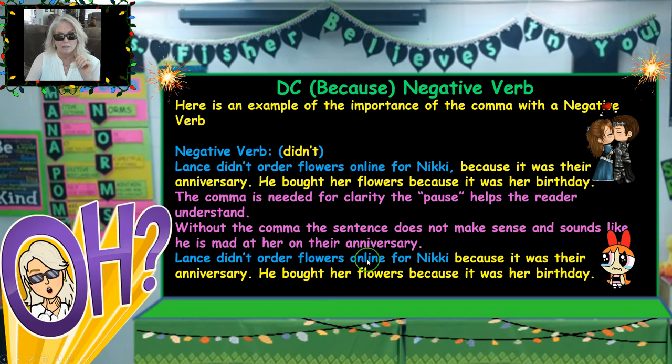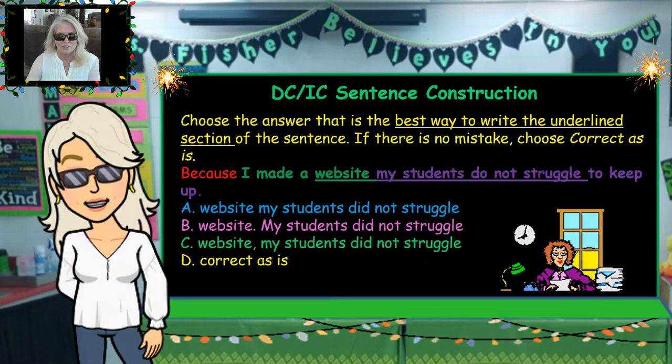Lance didn't order flowers online for Nikki because it was their anniversary. He bought her flowers because it was her birthday. So now it sounds like he didn't order her flowers because it was their anniversary. So it's like, I don't order her flowers on our anniversary. So notice you put the comma for clarity here. So we have that pause.